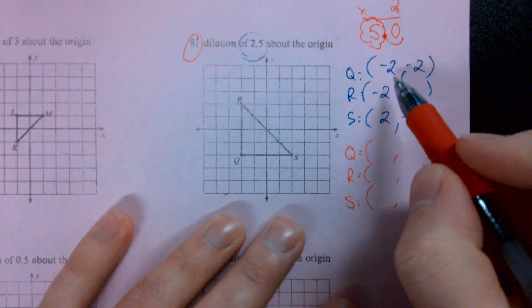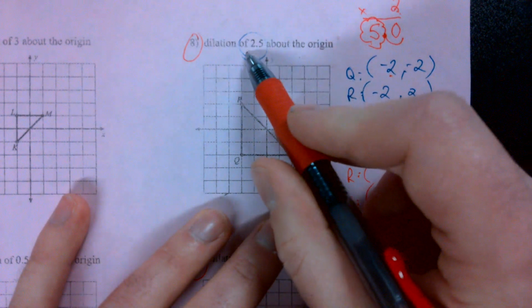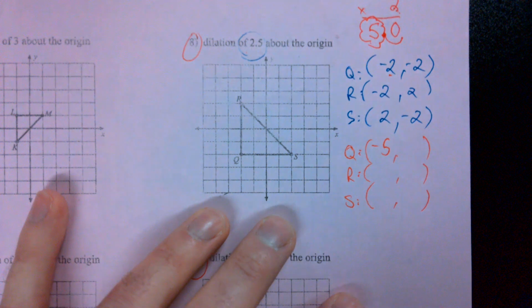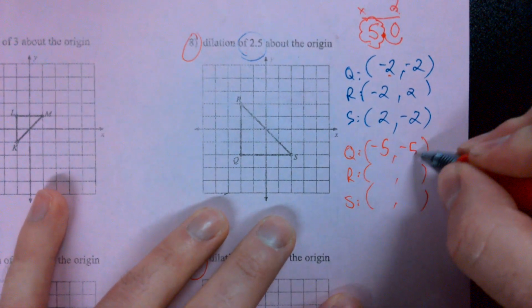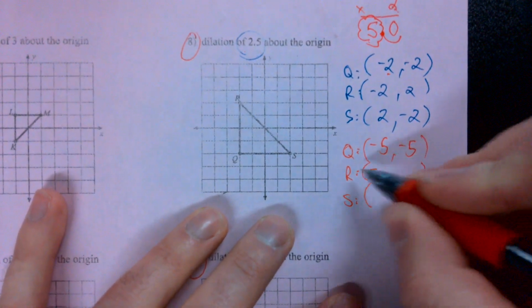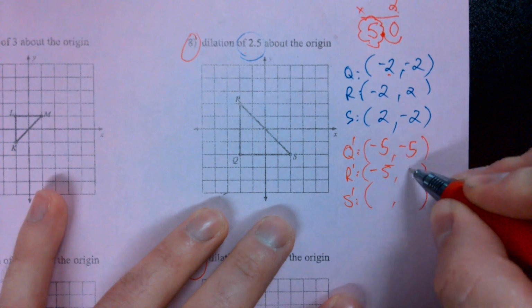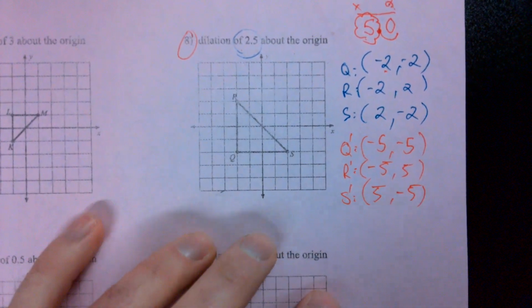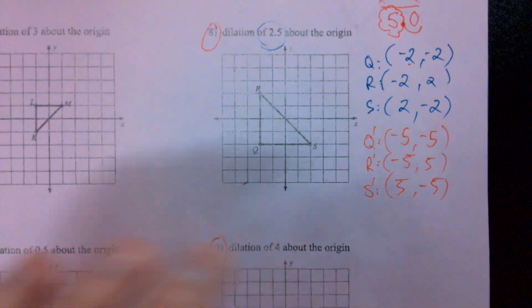So when we multiply -2 times 2.5, we get -5, comma, -5. R prime is going to be -5, comma, +5. And S prime is +5, comma, -5. So 5's across the board.